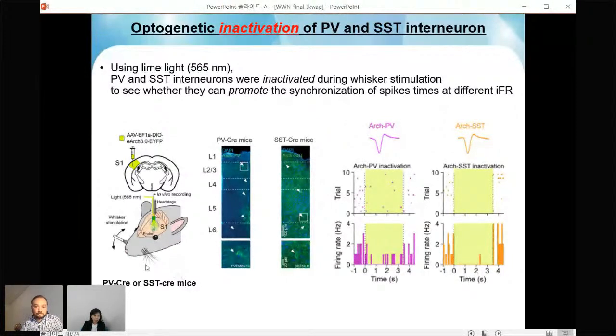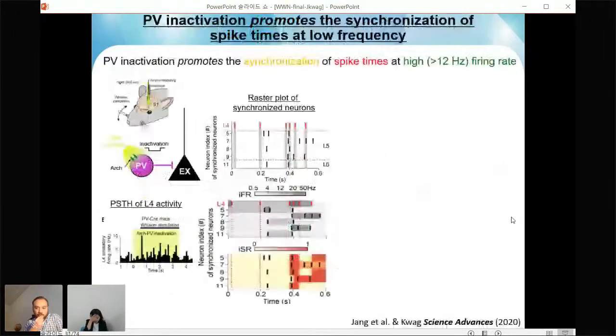In order to do this, we now expressed archaerhodopsin in PV or SST interneurons in PV- and SST-Cre mice, and you can see that these are expressed well across the six layers. We were also able to identify some single units which had their spike firing rate suppressed upon the shining of the green light. This shows that these archaerhodopsins were expressed successfully across the neurons in the barrel cortex.